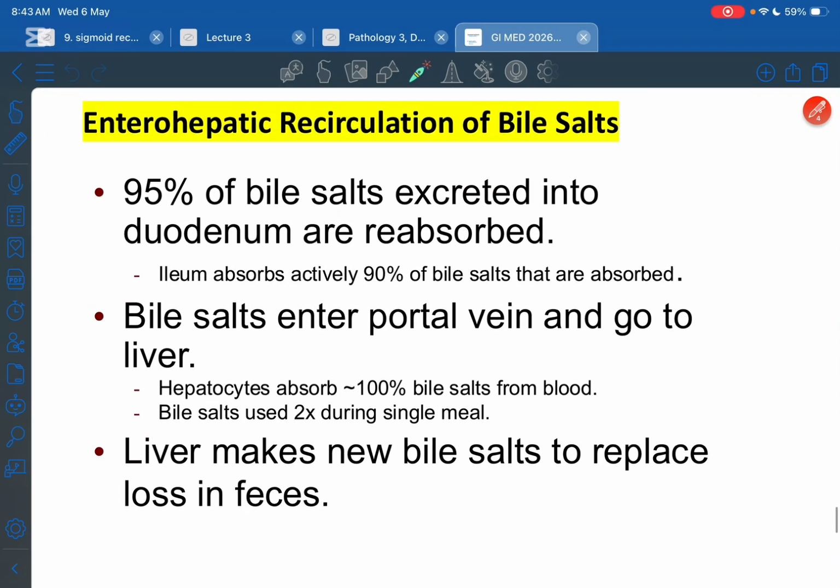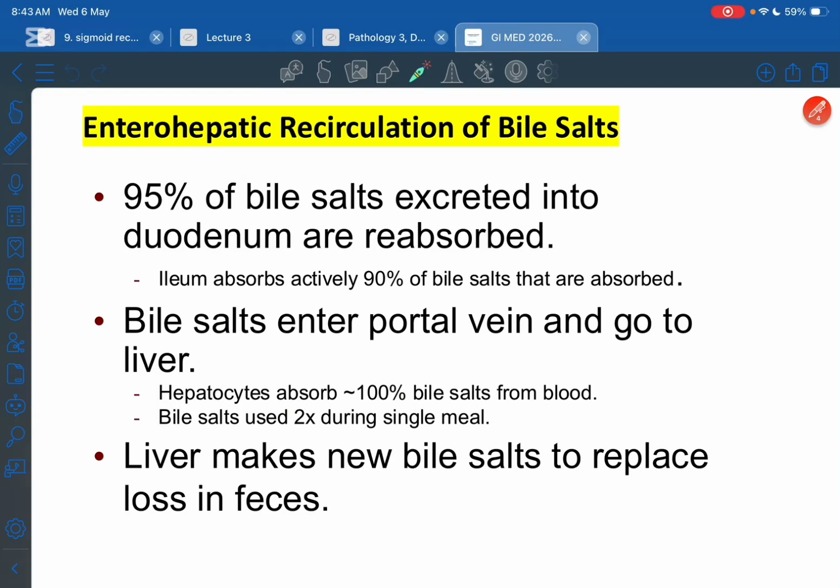This is the enterohepatic circulation that I described a little while ago. Most of the bile salts excreted in the duodenum are reabsorbed in the terminal area, and as I described, any pathology in the terminal area or removal of the terminal area will interfere with this recirculation.